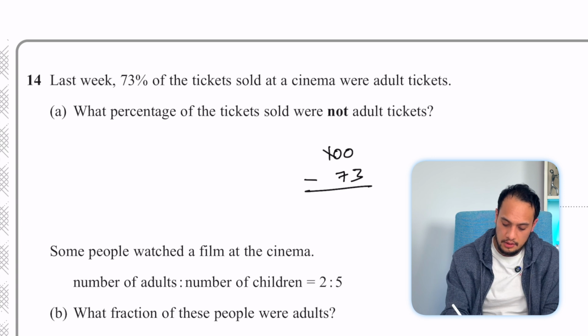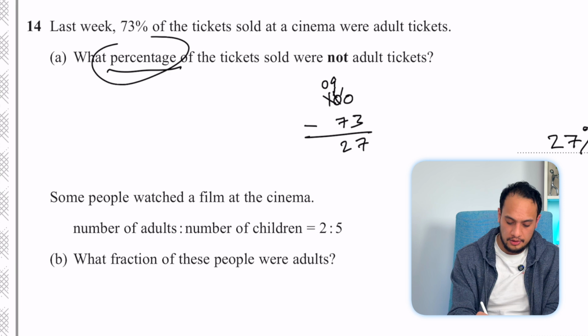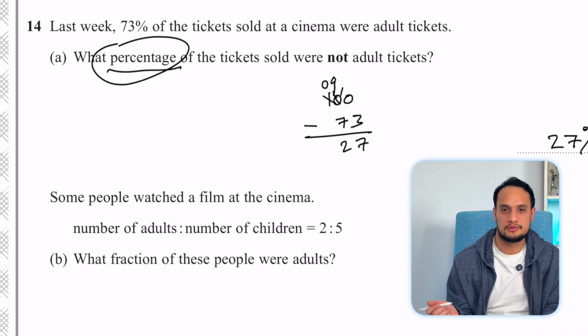And just to show you all the workings, I've got to do some borrowing here, lending down columns. And then I've got 10 take away 3, which is 7. And I've got 9 take away 7, which is 2. So I've got 27%. You've got to make sure that you look at this word here, because it could say fraction as well. So just bear that in mind.